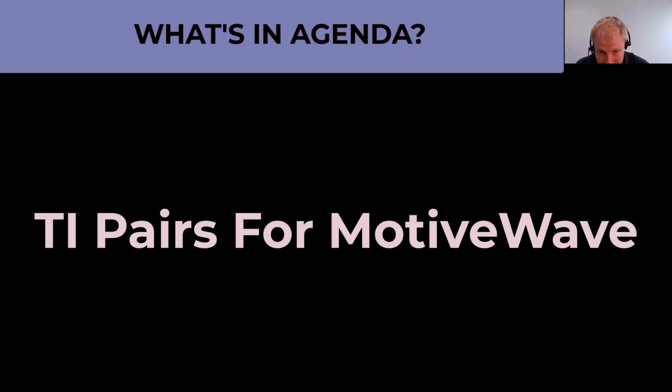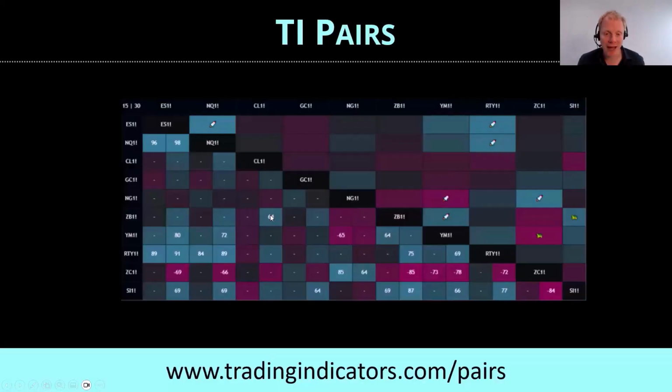TI pairs specialize, as you can see here, in finding correlations and shifts between different symbols. So why is this important? Well, imagine you want to establish a trading portfolio. But you also want to diversify, and you don't want to double down. For this, you need to understand which symbols have correlations.